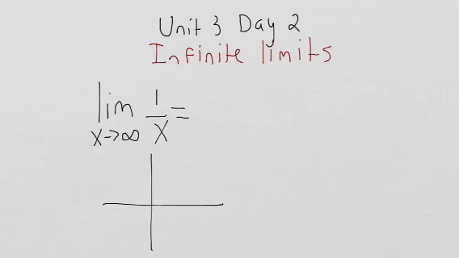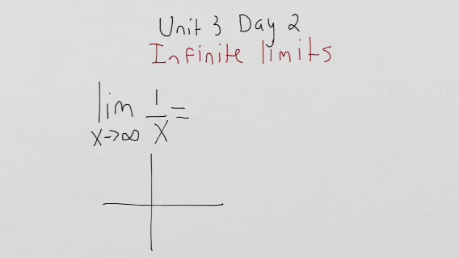Infinite limits, limits at infinity. This is saying what happens to the output as the x value, as the input, becomes larger and larger and larger. Is the output approaching a certain value? So in the case of 1 over x, we're thinking about what happens as we plug in numbers that are bigger and bigger and bigger in the denominator, right? 1 over 10, 1 over 100, 1 over a million, 1 over a billion, right?